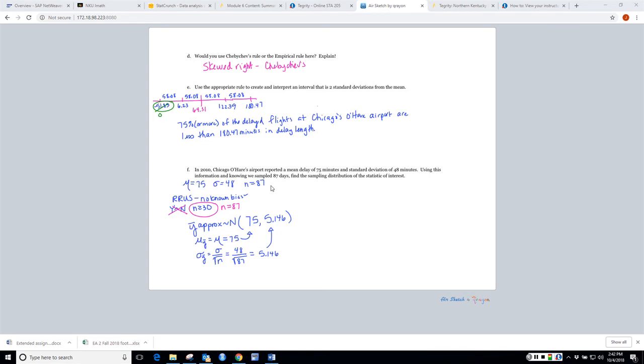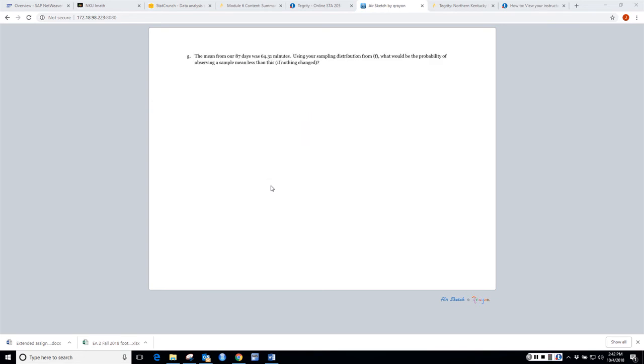Now we're going to use that sampling distribution next to calculate a probability. So from our 87 days, we found a mean of 64.31 minutes. We're going to use our sampling distribution to find the probability of observing a sample mean that was less than this if nothing had changed.